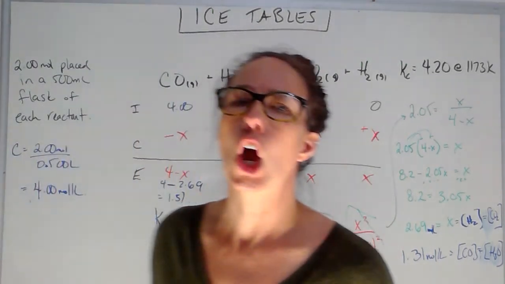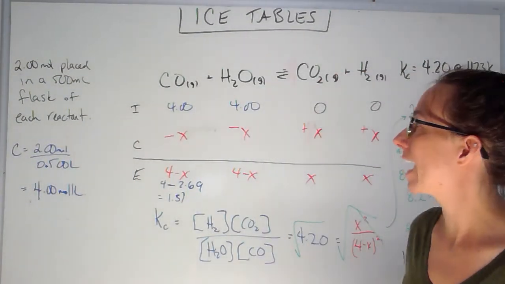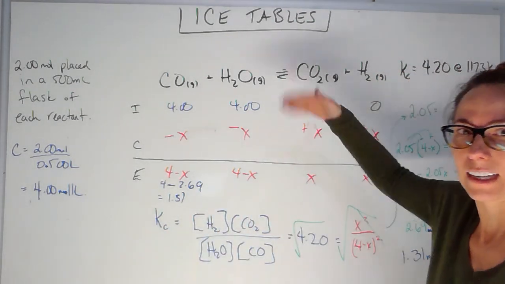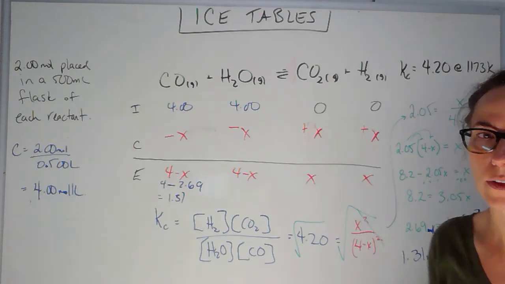Okay, so that's about as hard as ice tables get. I already have the expression. I'm trying to figure out what my equilibrium values are, and in that case, I got to plug in a bunch of x's and solve for x within my expression.